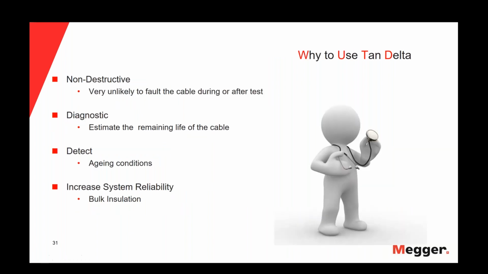So why use the Tan Delta? Because it's a non-destructive test. We will see in the coming slides that the maximum voltage I will apply during the Tan Delta test is 1.5 U0. So it's very unlikely to fault the cable during or after a Tan Delta test. It's a diagnostic tool to estimate the remaining life of the cable. And of course, the goal is to detect the aging conditions in the insulation of my cable, and to increase the system reliability of the cable system.